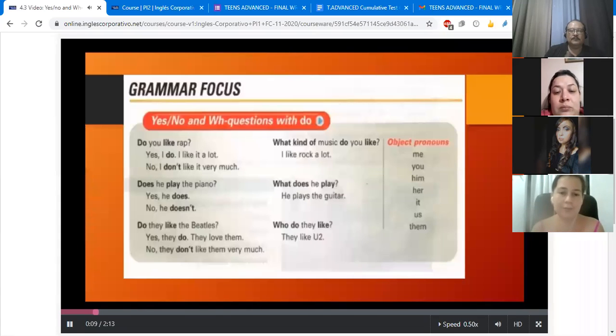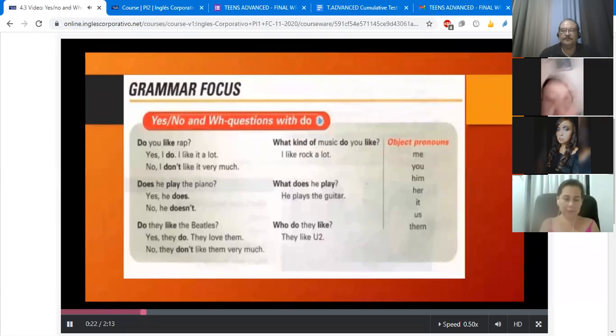We will get ready to ask two types of questions, yes-no questions and WH questions. On your notes, please jot down both auxiliaries as we go over them. Remember, we use these auxiliaries for simple present tense in questions and negative answers.